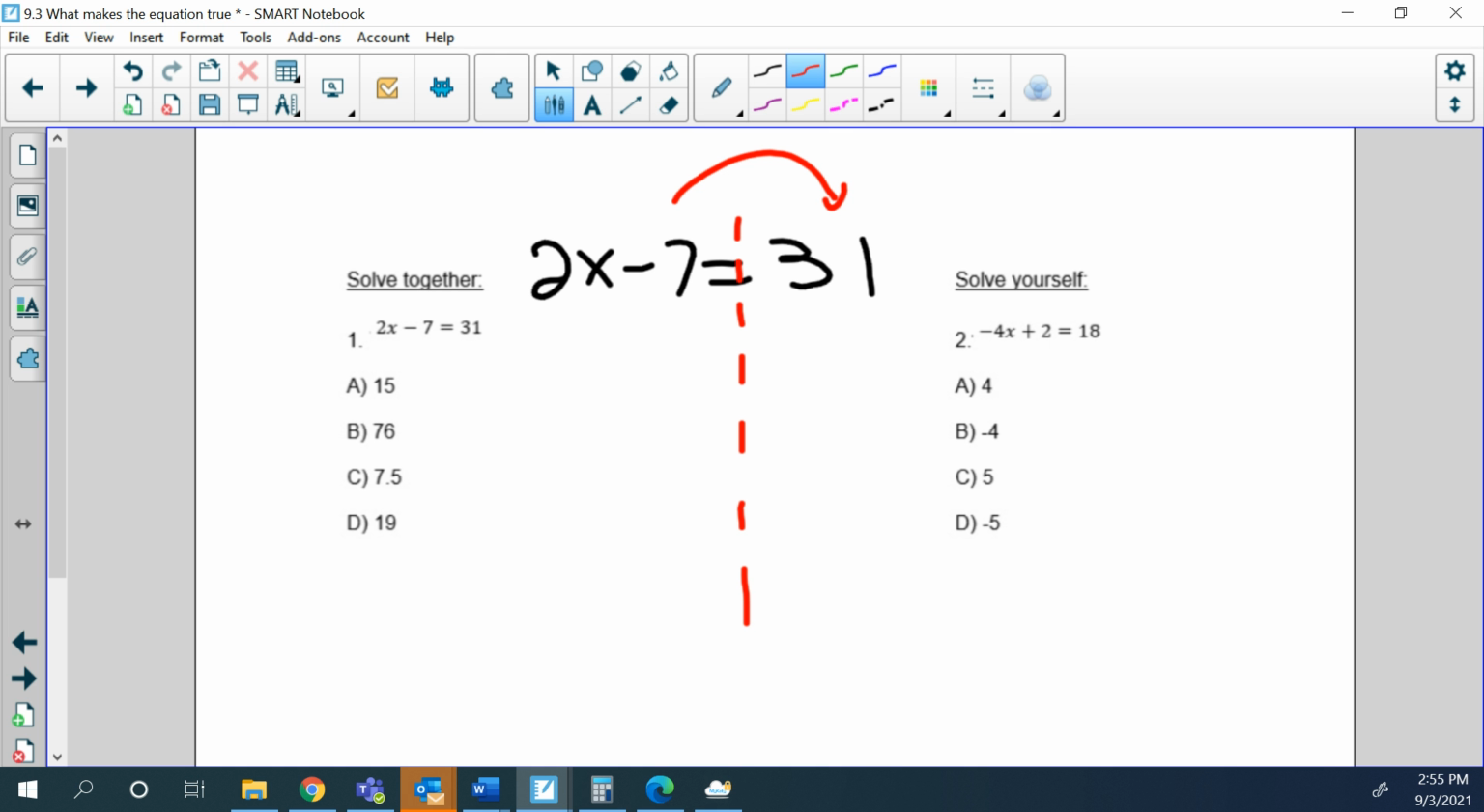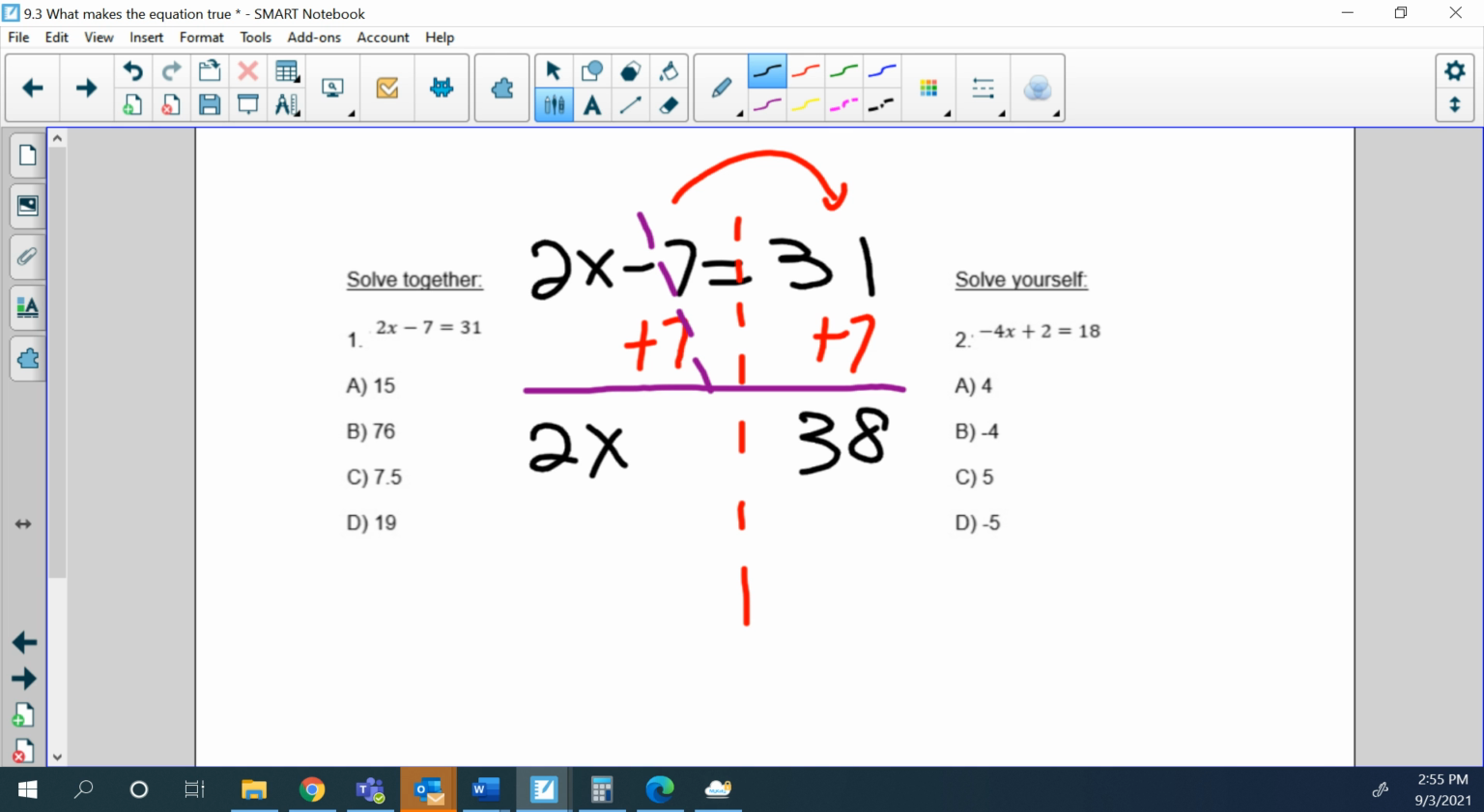So let's cancel this negative 7. Again, it's negative 7, so I'm going to add a plus 7 here and a plus 7 there. I draw my line. That goes away. So I'm left with just 2x on the left side. On the right side now, 31 plus 7 is 38. Here now, look at this. This is 2 times x. This is a multiplication now. So to undo that, I have to divide. So I'm going to divide by 2, divide by 2. That cancels out.